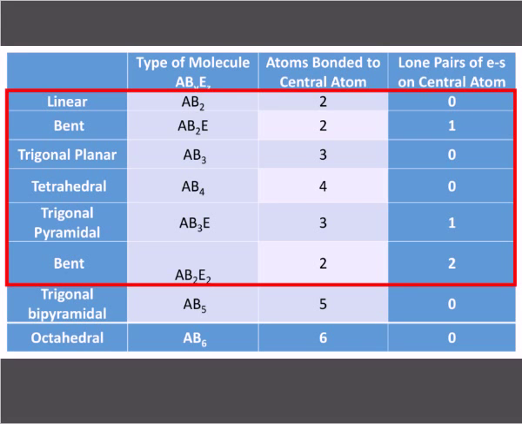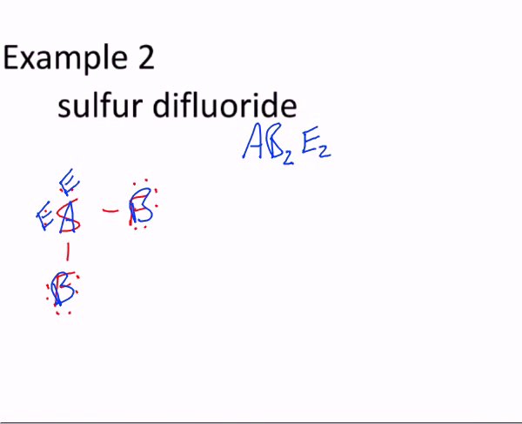AB2E2. When we take a look at it, it's not linear. It's not the first bent because that's AB2E. It's not trigonal planar. It's not tetrahedral. It's not trigonal pyramidal. It's our second bent. And that should make sense with what our structure looks like. We actually drew it bent, or I did here, just because of the order that I usually fill in, it makes it bent. Now let's talk about why. Why is it bent here, guys?